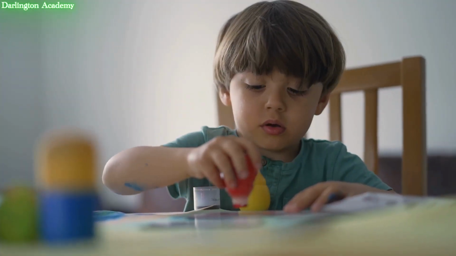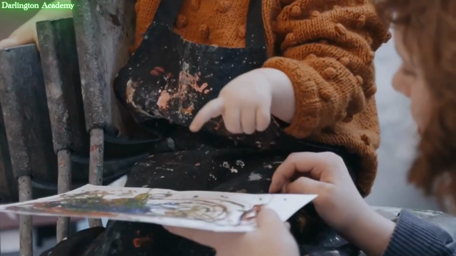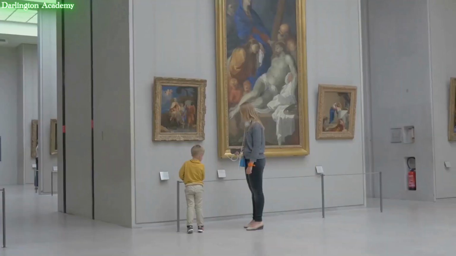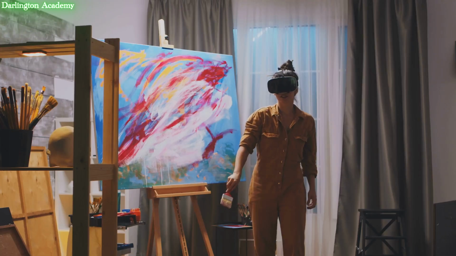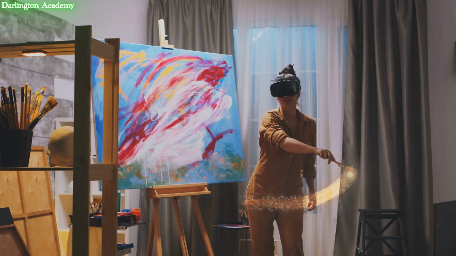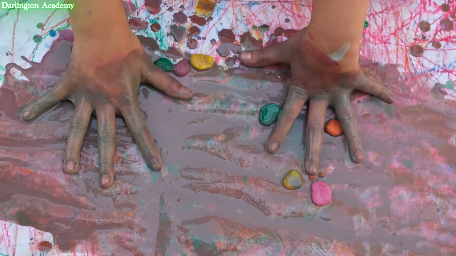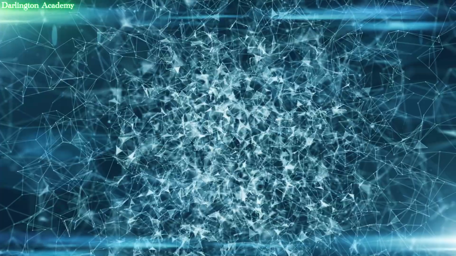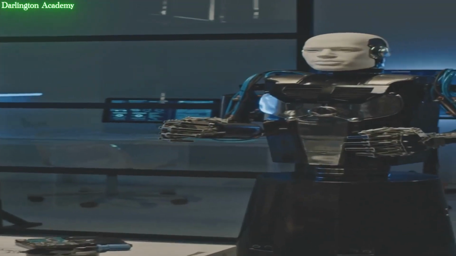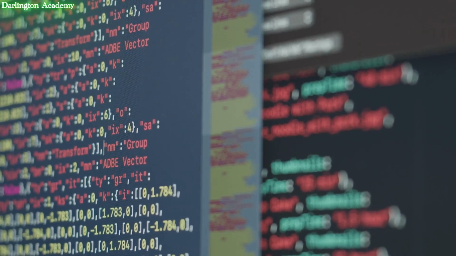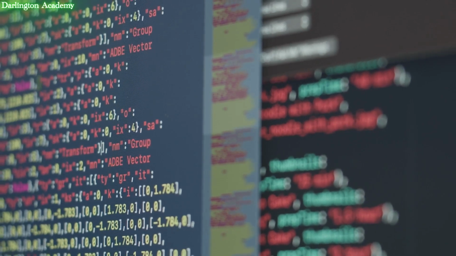Think of it like teaching a child to paint. You wouldn't simply tell the child what to paint. Instead, you would show them countless paintings. You would expose them to different styles, techniques, and subjects. Over time, the child would develop their own unique style. Generative AI agents learn in a similar way. They absorb the information from their training data. They then use this information to develop their own creative voice.